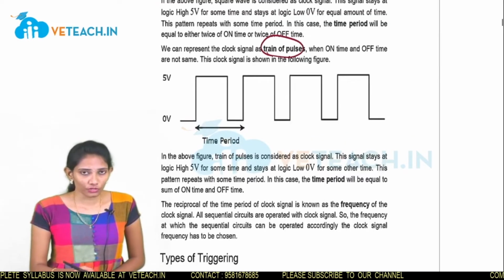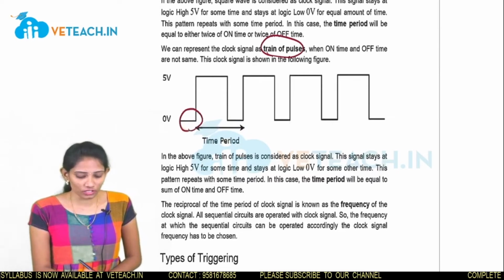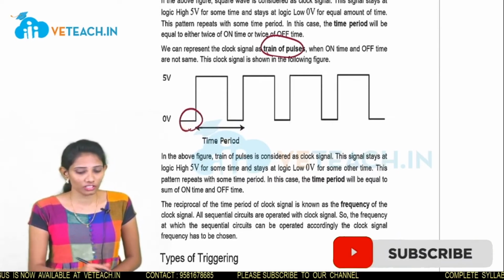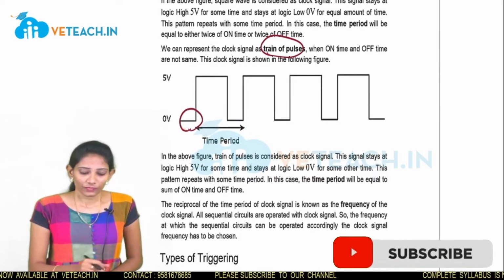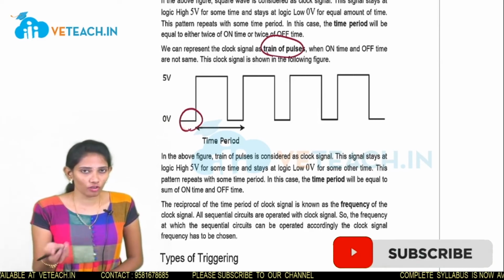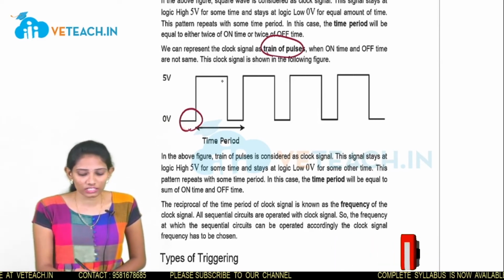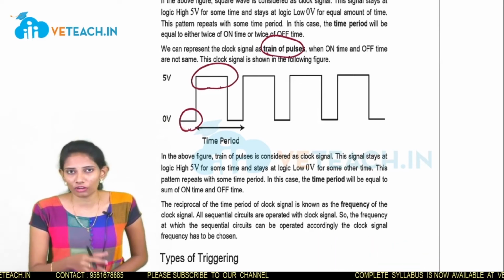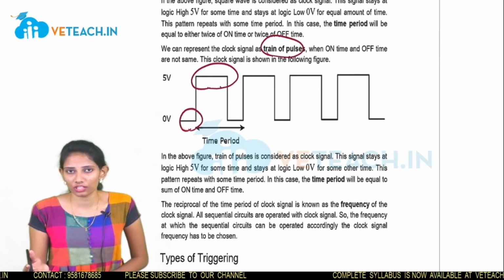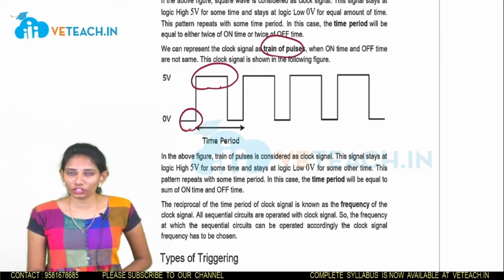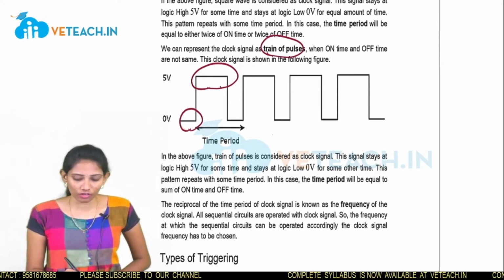So let's see here. Suppose for 0 volts the signal is in the off condition, that is nothing but low logic. And for 5 volts the signal is in the on condition, that is nothing but the signal is in high voltage, right? But the on time and off time are not the same. So when the on time and off time are not the same, the signals are drawn like this.